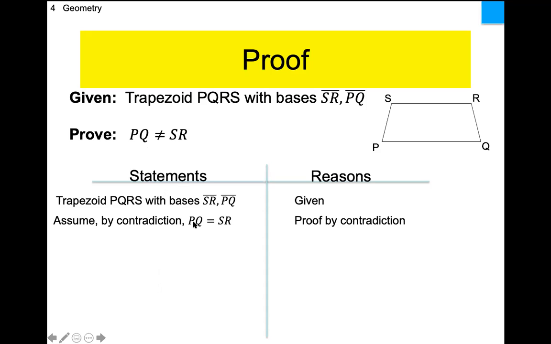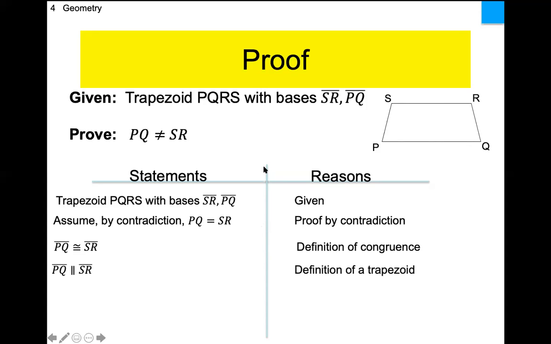Well, let's see. If PQ equals SR, then by the definition of congruence, PQ must be congruent to SR. That's the definition of congruent. If PQ equals SR, then those two segments are congruent. It's a trapezoid. So if it's a trapezoid, what do you know about SR and PQ? Well, by the definition of a trapezoid, the two bases are parallel. So therefore, PQ and SR are parallel. We get that specifically by the definition of a trapezoid.